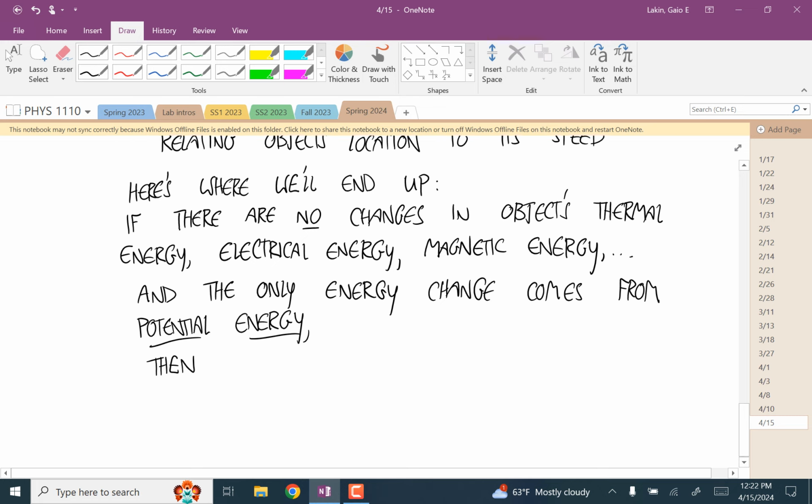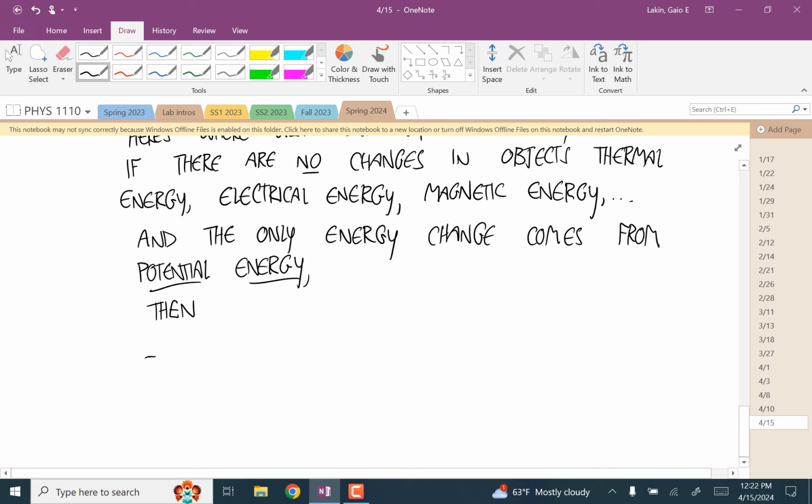Then the object's potential energy, I'll call that U, plus the object's kinetic energy, I'll call that T, has to stay a constant. It doesn't change. The sum of those two. So this is called potential energy. This is called kinetic energy.